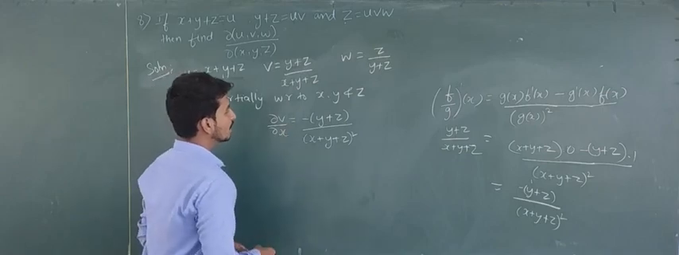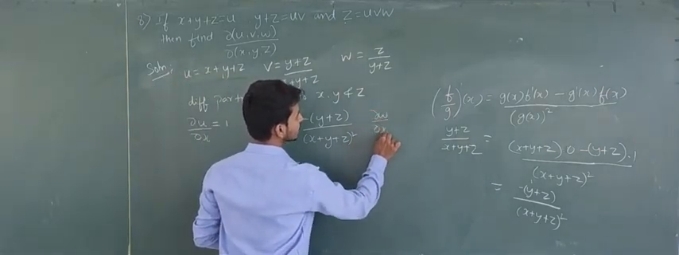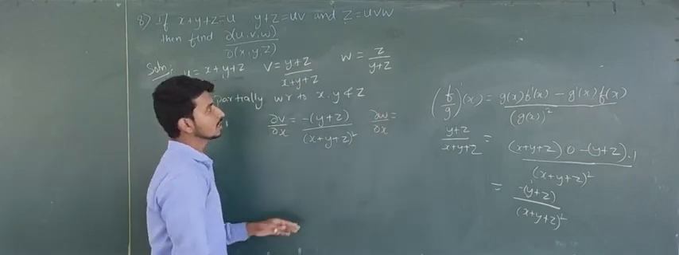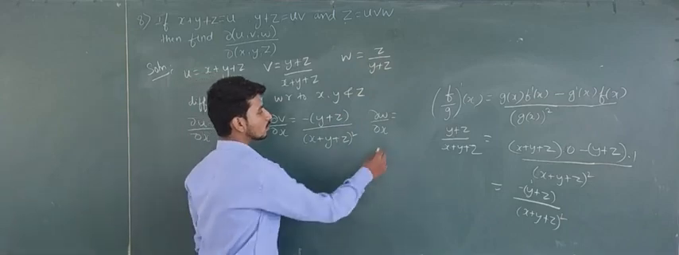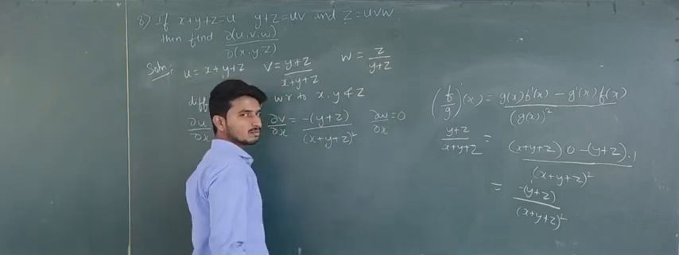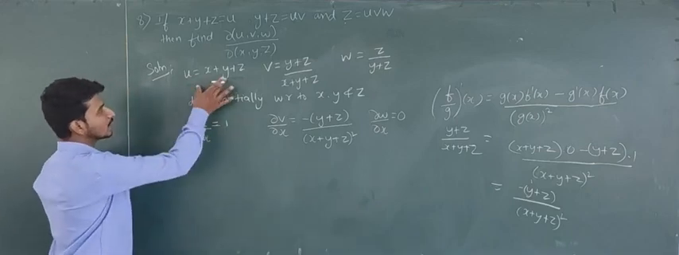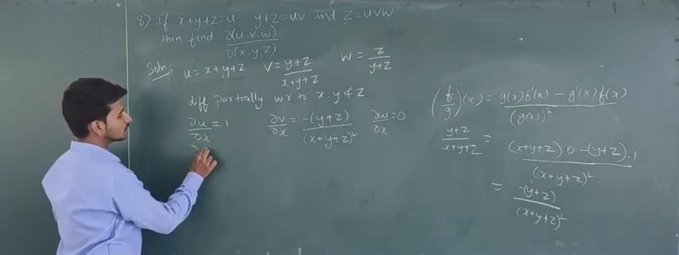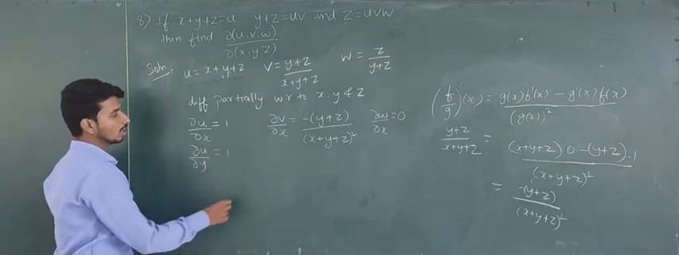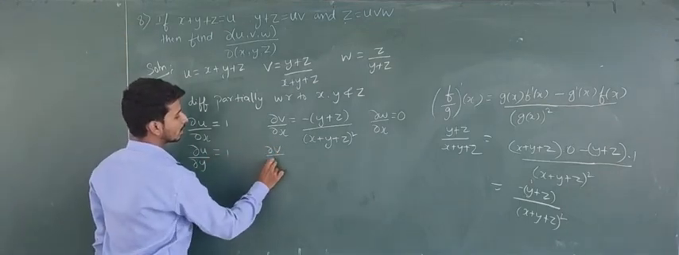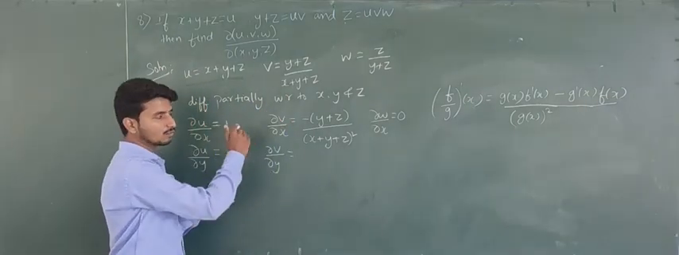Next we have to differentiate w, dou w by dou x, with respect to x. Here there is no variable x, so the term will be 0. If we differentiate the constant term, that will be 0. Next we have to differentiate these functions with respect to y, that is dou u by dou y equals 1. Next dou v by dou y is also in the form of the quotient rule.